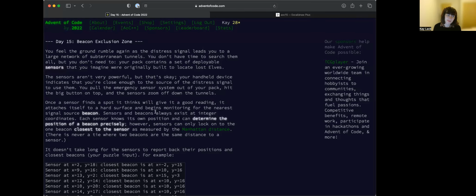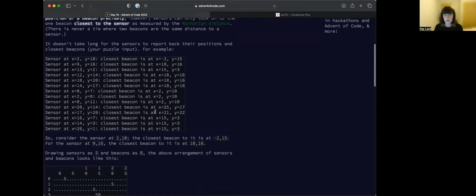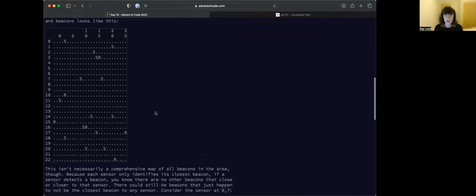Day 15. We've got some beacons today, and it's a late one for me, reasonably late, so I'm going to get on with it.